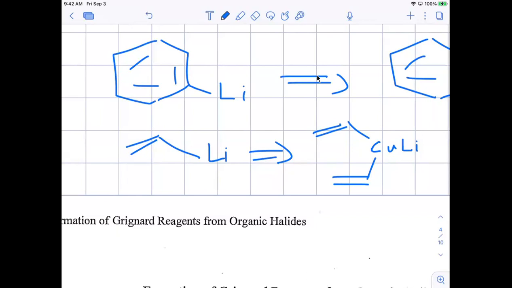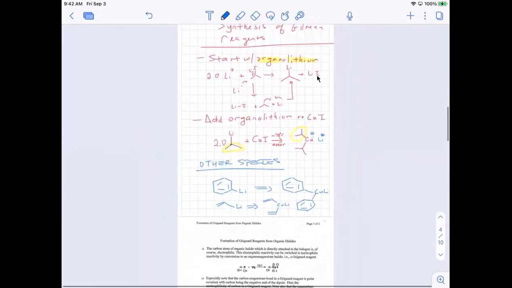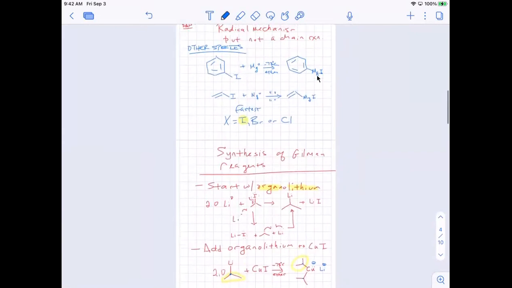All right. Any questions about how to make Grignards, how to make cuprates, or the scope of the reaction, or anything?